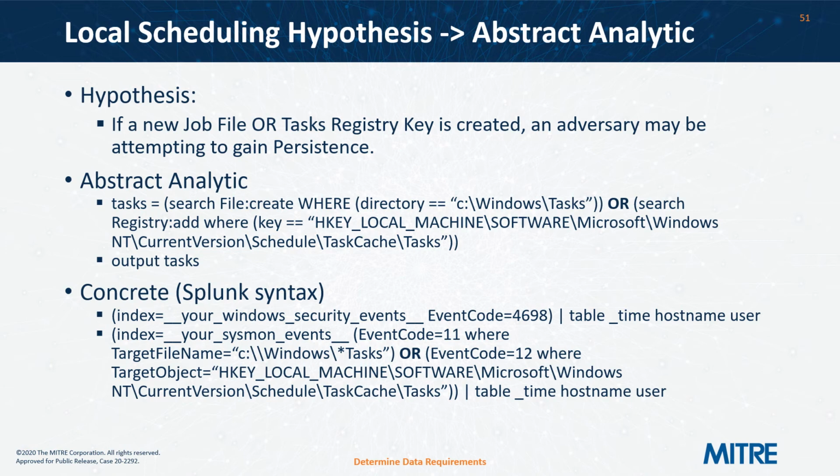Now that we know about the 4698 event and how it is structured, we can write a more concrete analytic that will fire when a 4698 event is logged. Alternatively, we could use the more fundamental events 11 and 12 for file and registry key creation and use our abstract analytic information to filter those down to just the relevant events. In these examples, the concrete analytic syntax is Splunk. This could also be Elastic or the syntax of your choice.